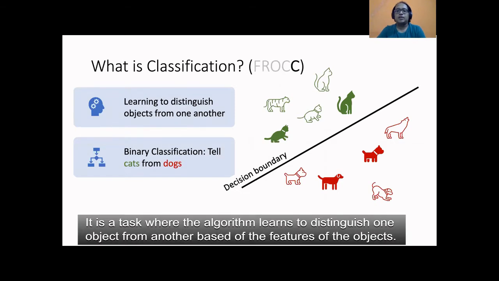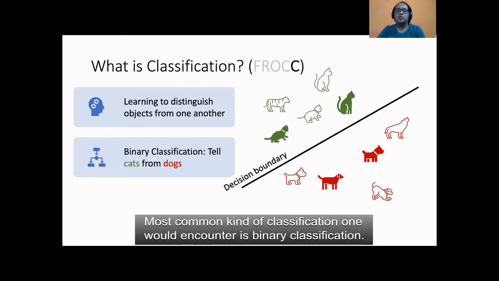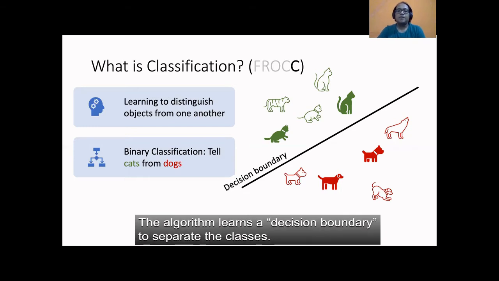It is a task where the algorithm learns to distinguish one object from another based on the features of the object. The most common kind of classification one would encounter is binary classification. That is, when training data has two kinds of labels, for example, cats and dogs. The algorithm learns a decision boundary to separate the classes.